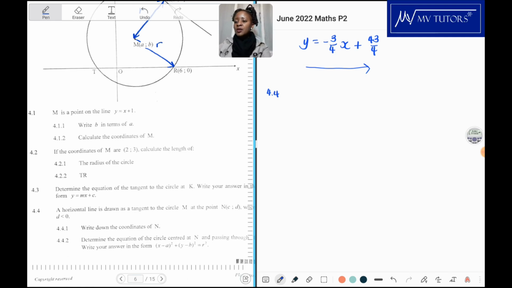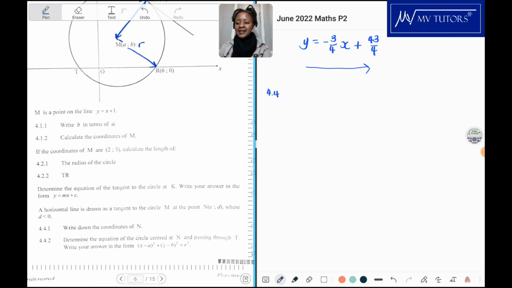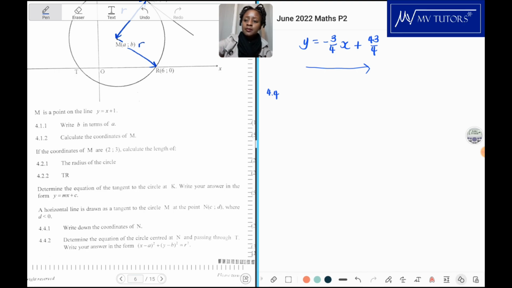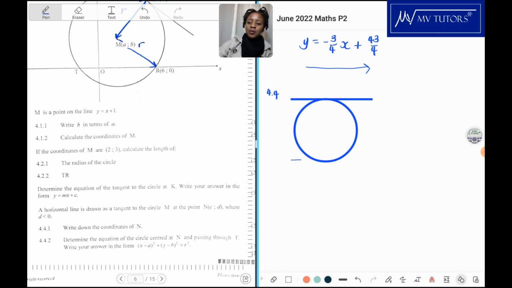So a horizontal line is drawn as a tangent to the circle at M. If you have a circle and we want to draw a horizontal tangent line, it could either be here on top or there at the bottom. So which one are they talking about?